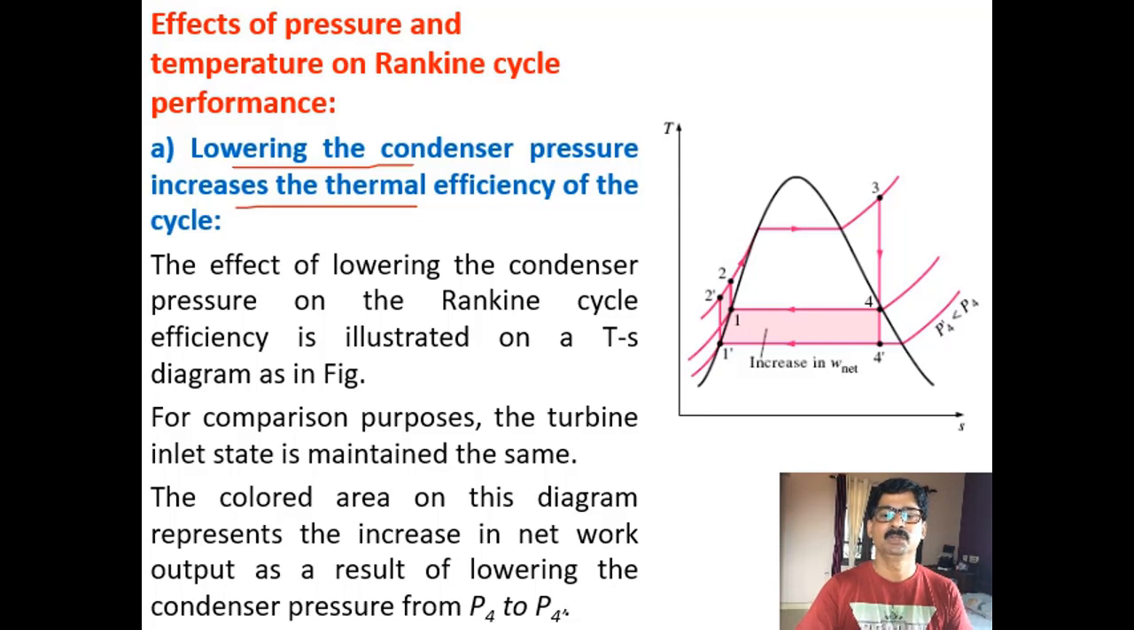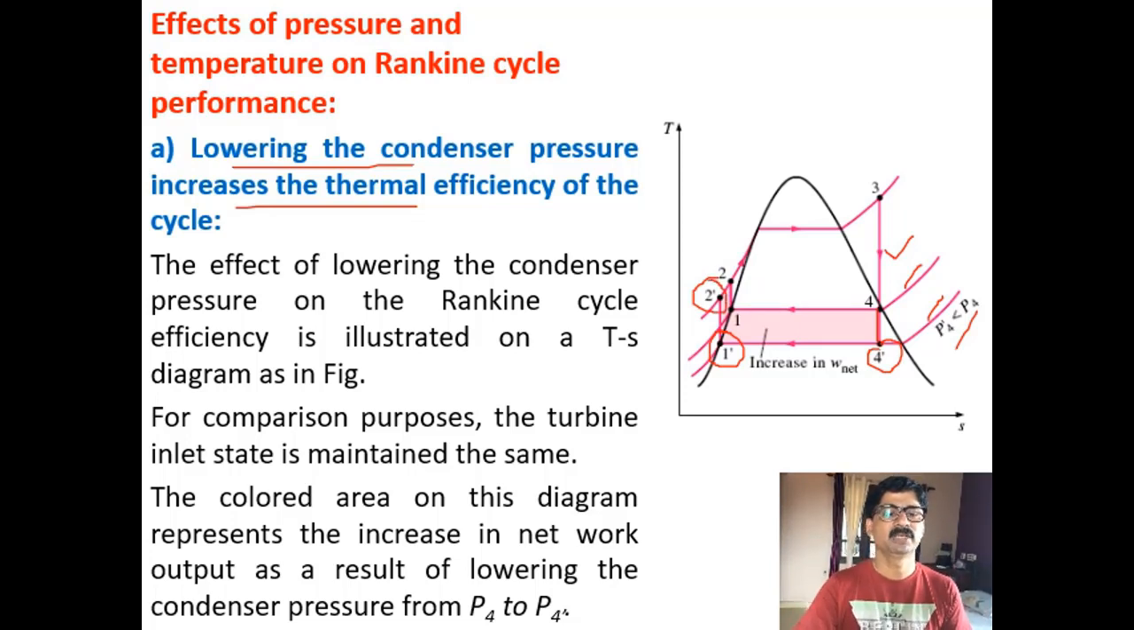You can see, 1, 2, 3, 4 is the original cycle, and here you can see the condenser pressure which was earlier here, now it is reduced, right? So P4 dash is less than P4. So the effect of that is the exit of the turbine is now coming down to 4 dash, and the new point after condensation will be 1 dash, and the new pump work will be 1 dash 2 dash.